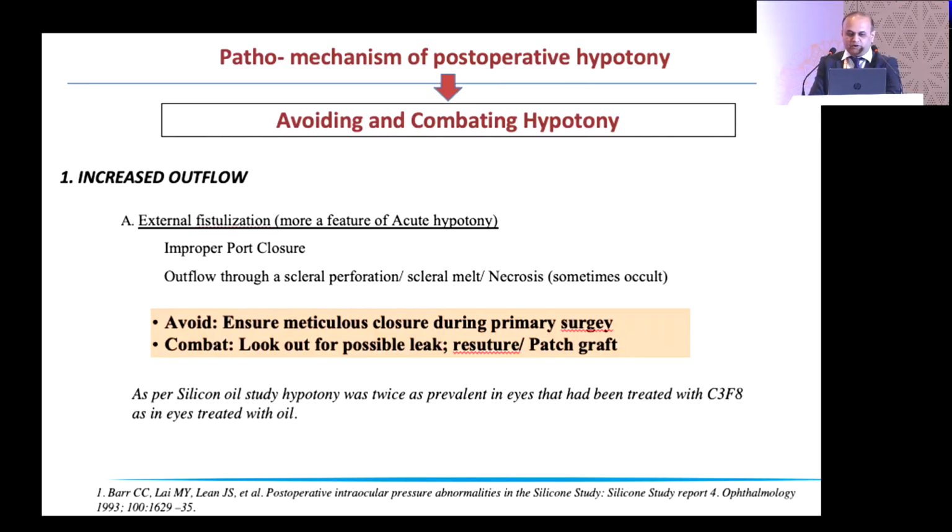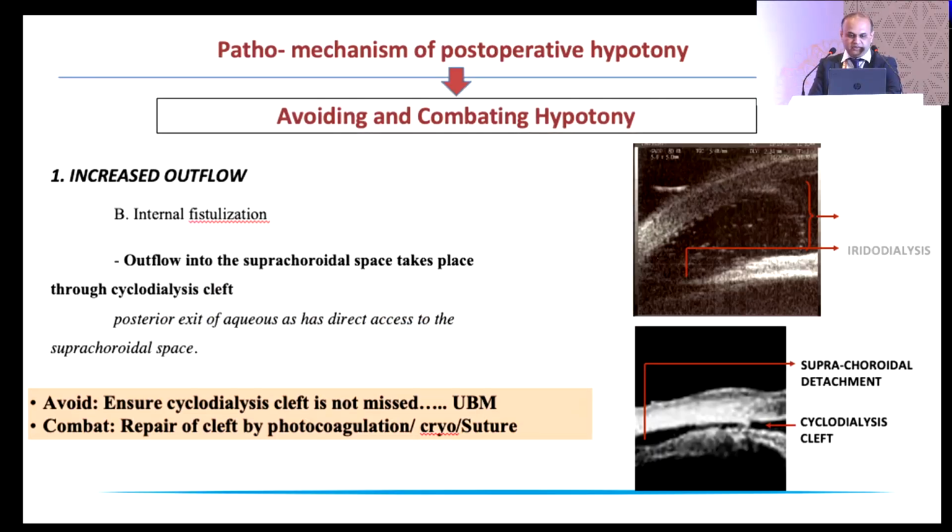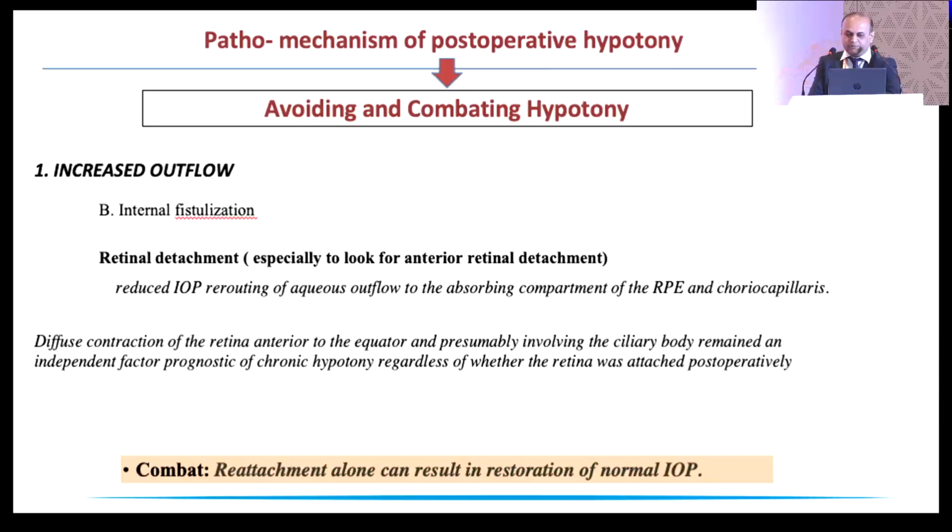It can be an increased outflow, for example an improper port closure, or a scleral perforation, or a necrosis that can happen sometimes post-inflammation. So you need to take care of that. There can be internal fistulization. There can be an outflow into the suprachoroidal space through a cyclodialysis cleft. And this is what we need to remember. So remember this point: development of a cyclodialysis cleft. That is the other thing that can happen.